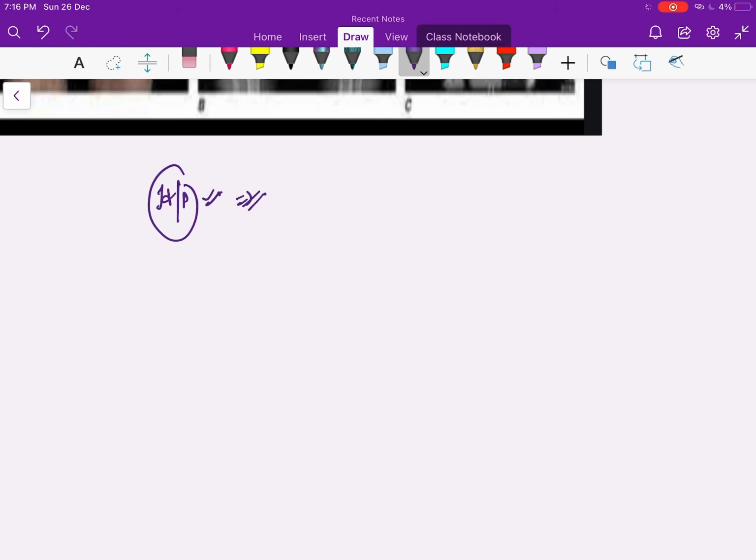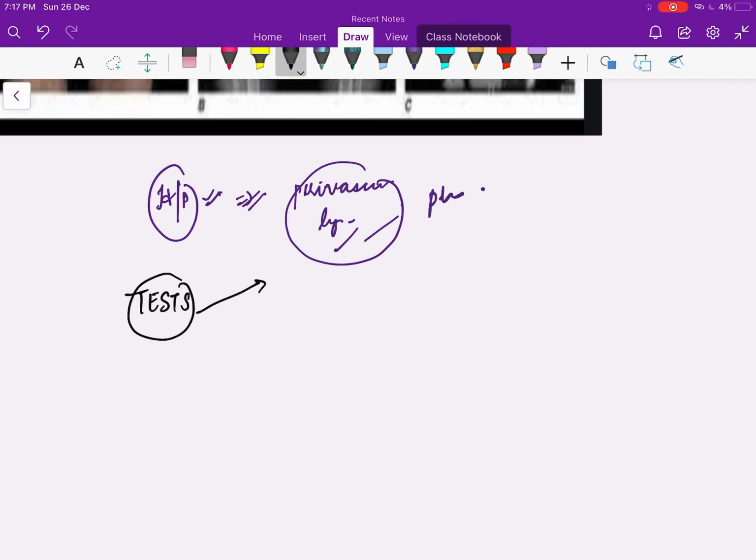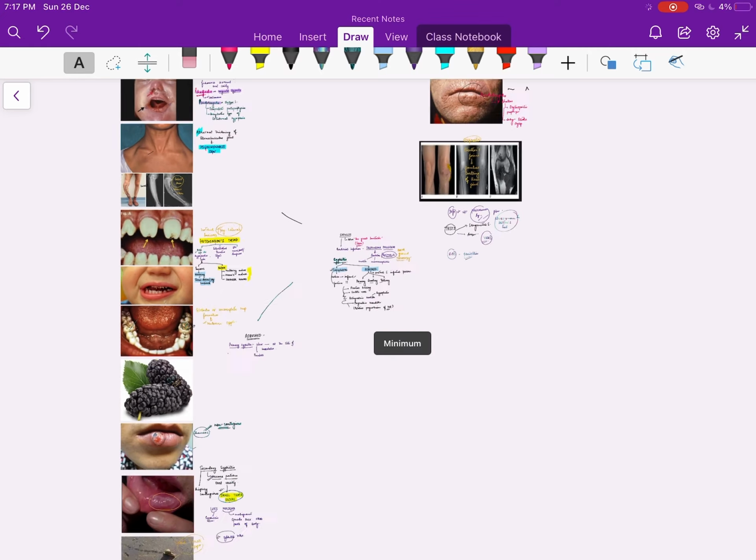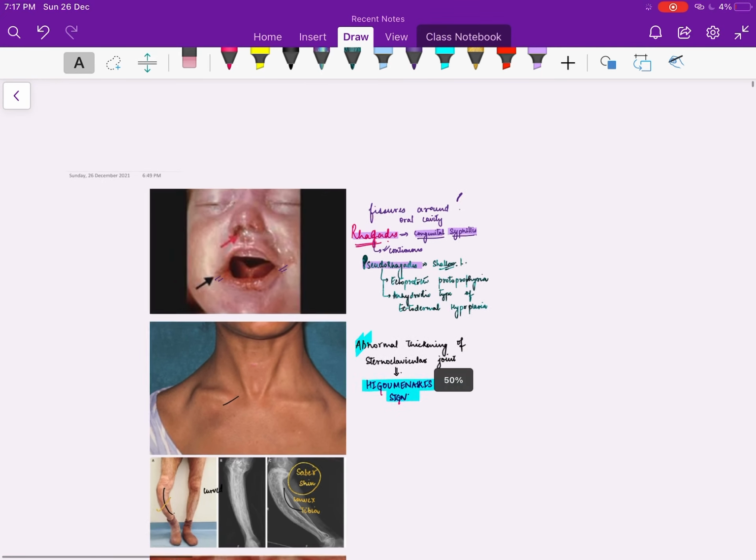In the histopathology, there is involvement of the blood vessels or the perivascular area. You can see lymphocytes and plasma cells. Coming to the diagnostic tests for syphilis, for congenital syphilis there is a test named the Wassermann and Hilton's test. And for acquired syphilis, we can go for the VDRL. The drug of choice for syphilis is penicillin. So this was all about syphilis. Thank you.